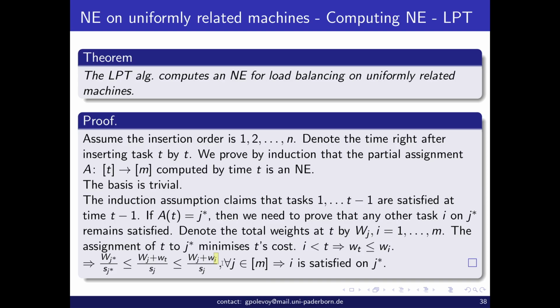And what that means is that after assigning T, the cost experienced by anyone on the machine J star, not only by T, but by anyone, still holds. So we look at this I: the cost experienced by I on J star is at most the cost I would experience if it now moved to any other machine. So I remains satisfied, so everyone remains satisfied. The Nash equilibrium, the induction is done. LPT does compute a Nash equilibrium.